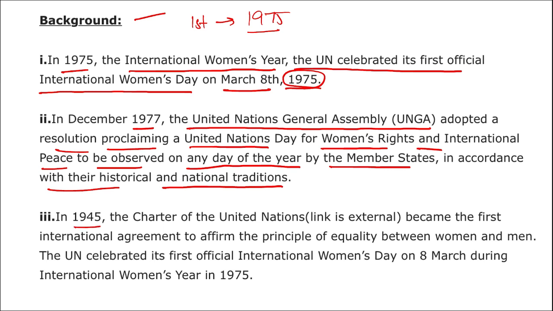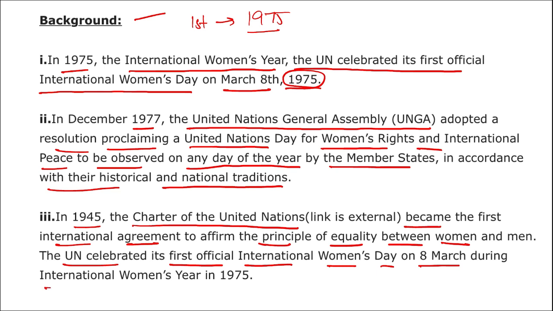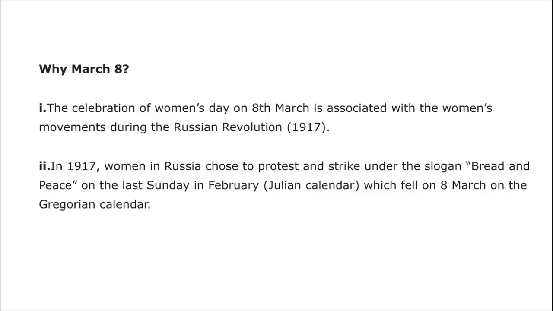In 1945, the Charter of the United Nations became the first international agreement to affirm the principle of equality between women and men. UN celebrated its first official International Women's Day on 8th of March during the International Women's Year in 1975. So first time when did we observe it? On 8th of March 1975.